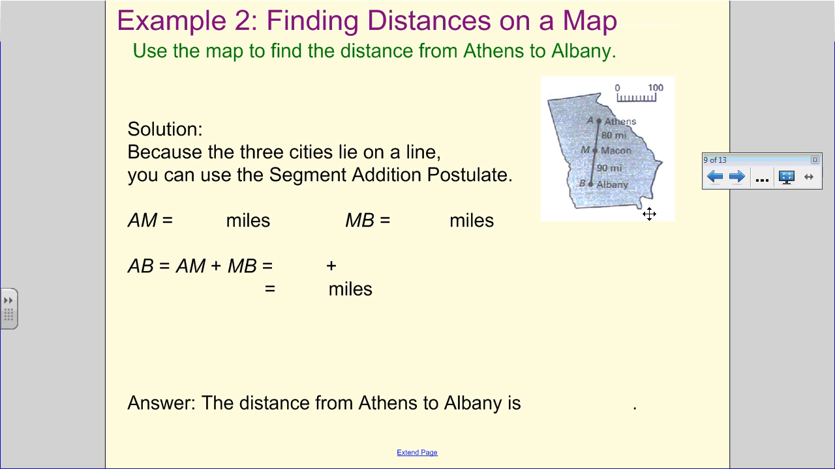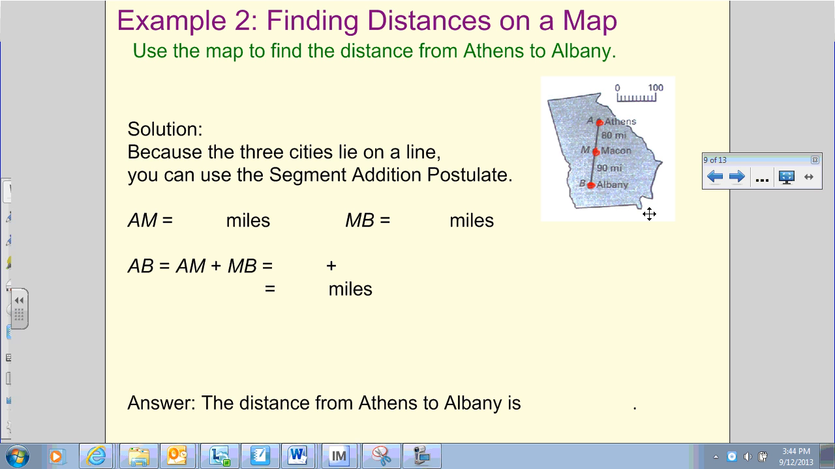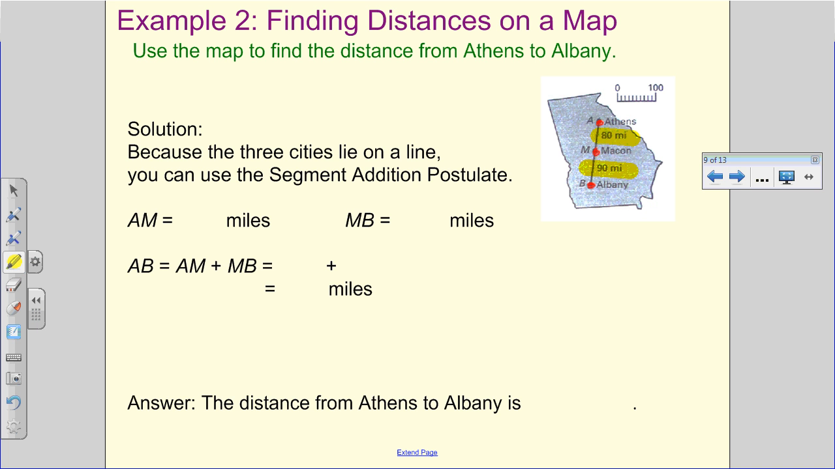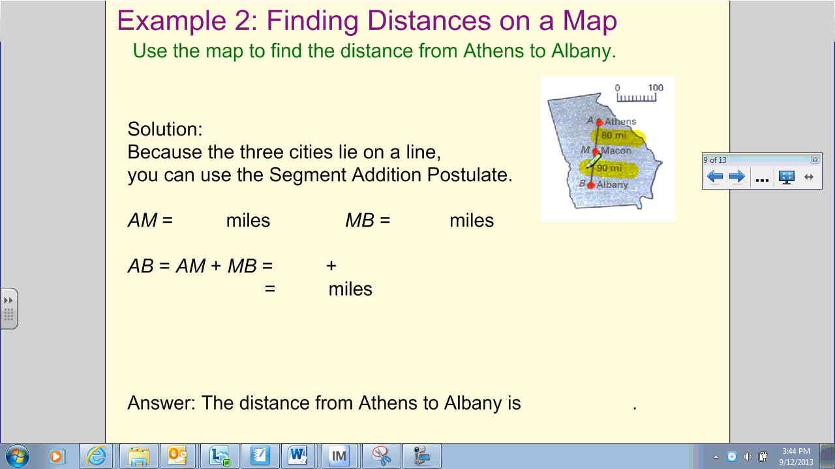All right. So now we're going to use the map to find the distance from Athens to Albany. It looks like that's the state of Georgia, I believe. Pull off the map. But because 3 cities lie on a line, we have Albany, Macomb, and Athens. They all lie on the line. We can use what's called the segment addition postulate. I can take 2 smaller segments and add those together to make a larger segment.